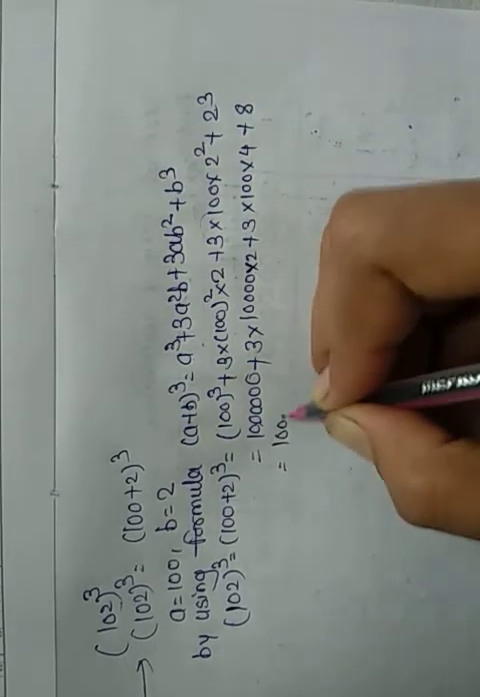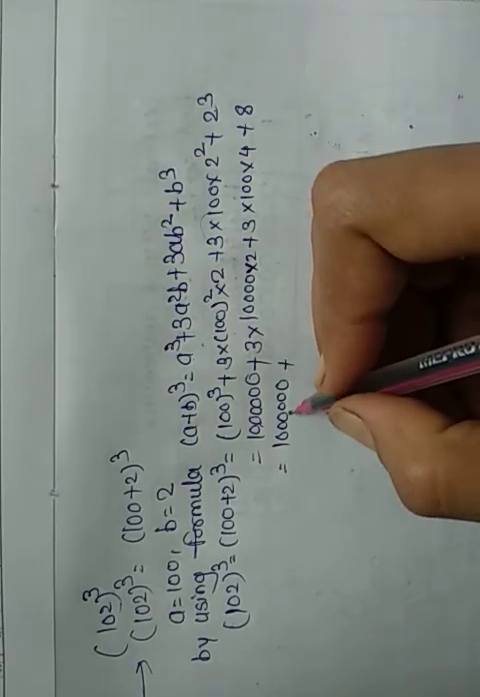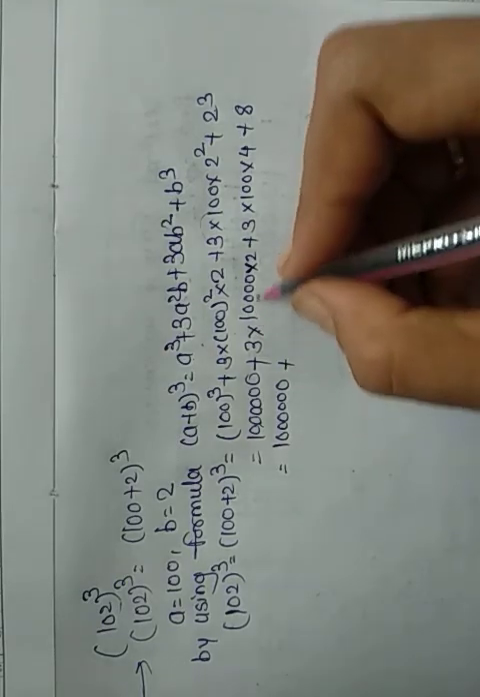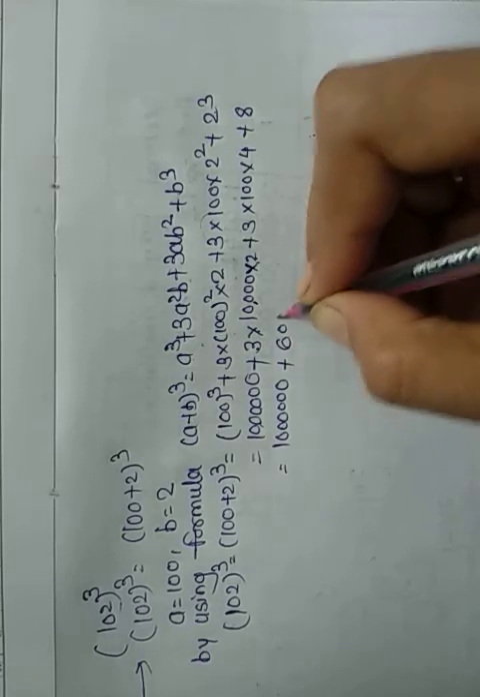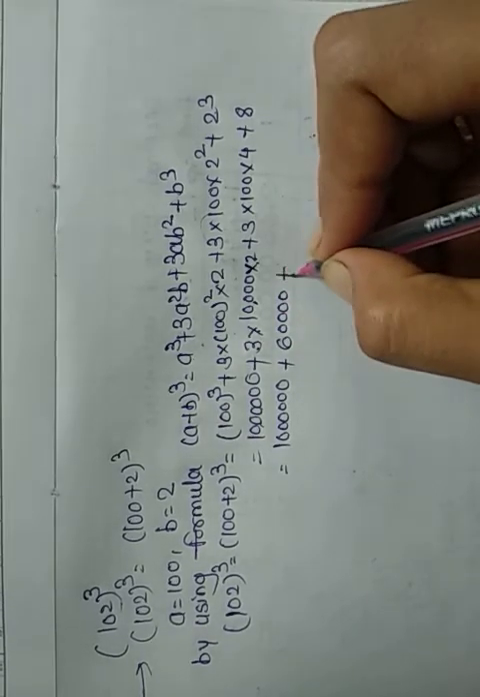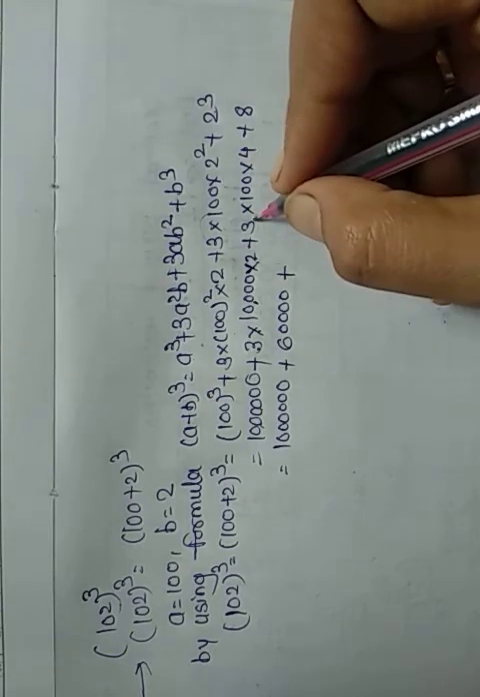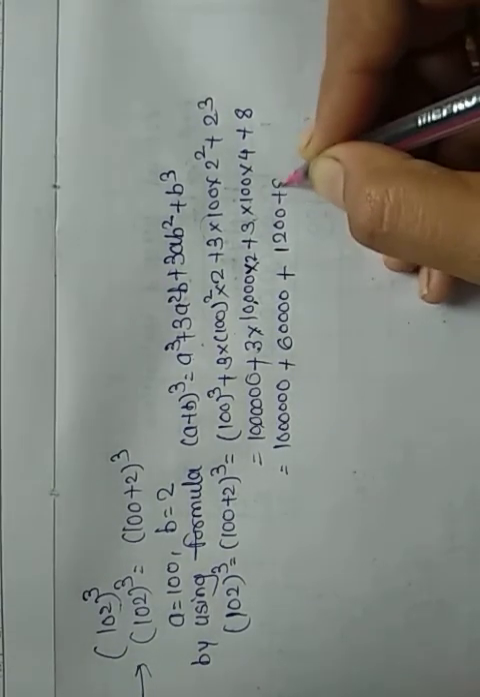Let's see here. This is the 10 lakh plus 3 into 10,000 into 2. It means 2 sixes are 12, so 60,000 plus 4 3s are 12 and 12 is 1200 plus 8.